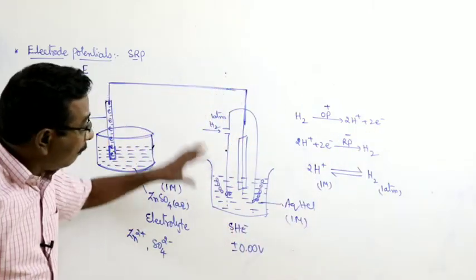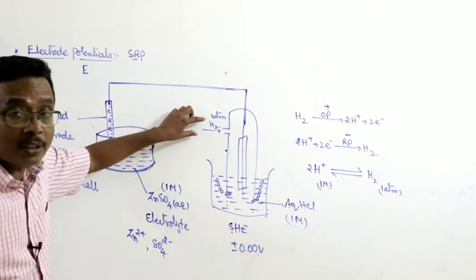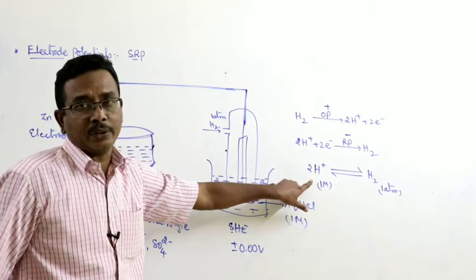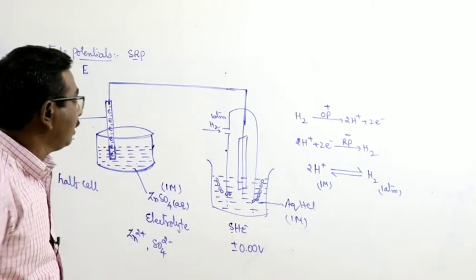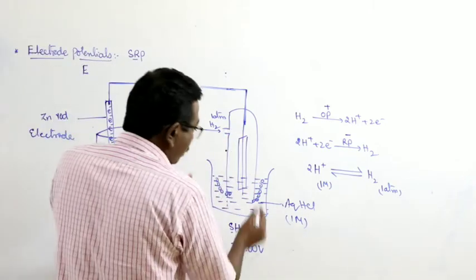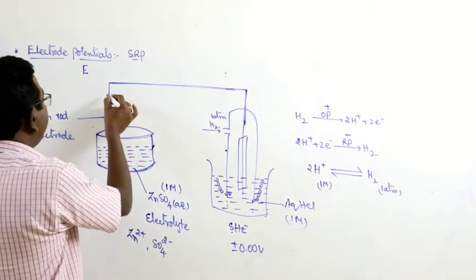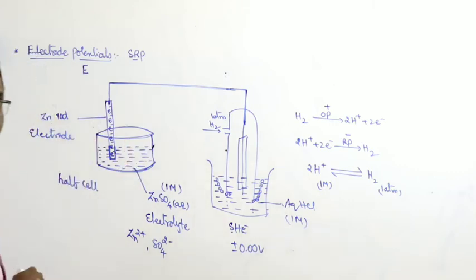Now, when the concentration of HCl is 1 molar and the hydrogen gas is supplied at 1 atmosphere, an equilibrium is established like this. Then this is said to be a reversible cell. Okay. Now this normal hydrogen electrode with 0 volts of electrode potential is connected with another half cell. This is a half cell.